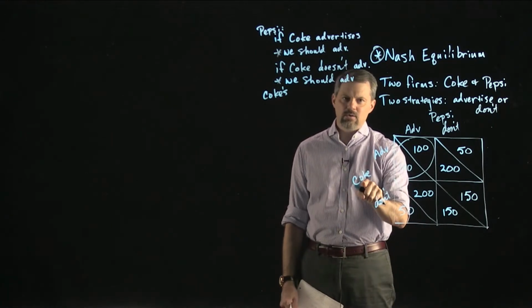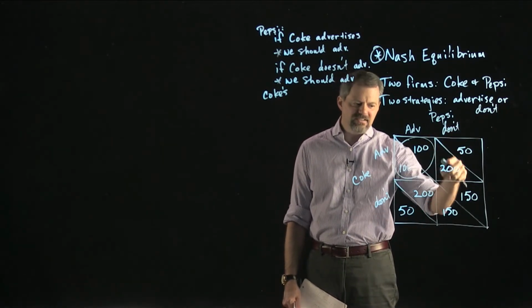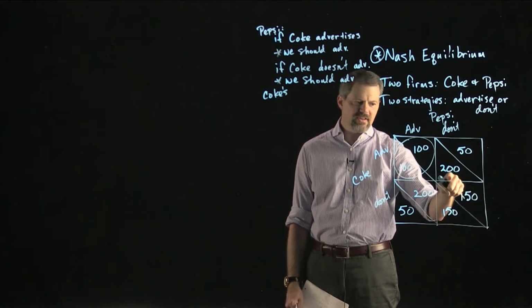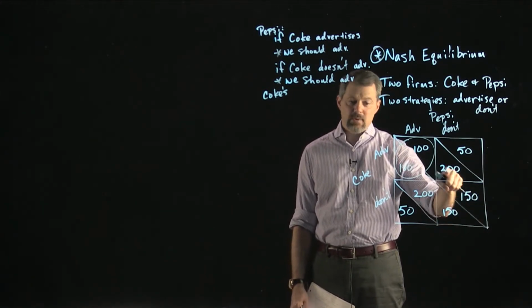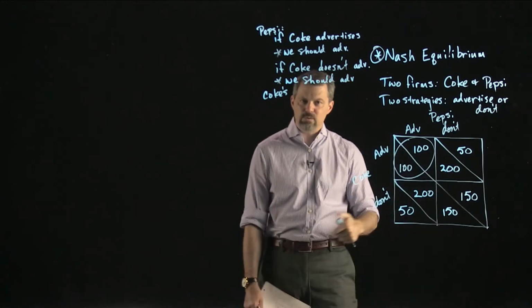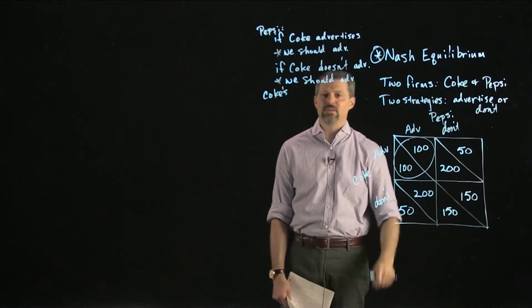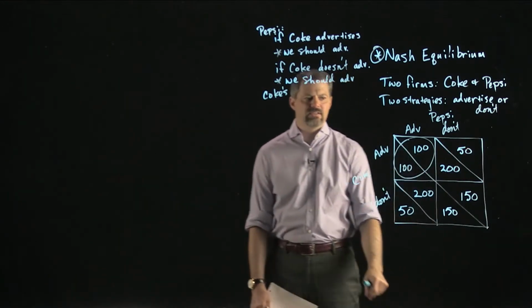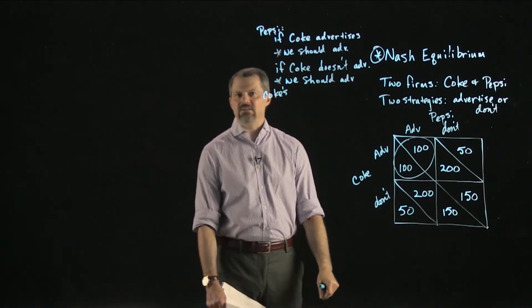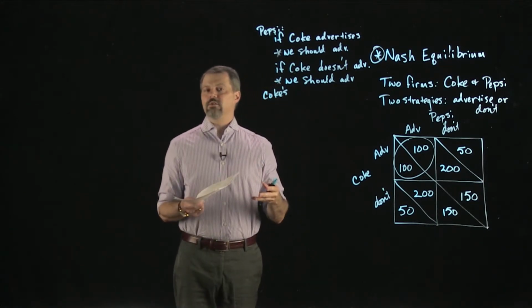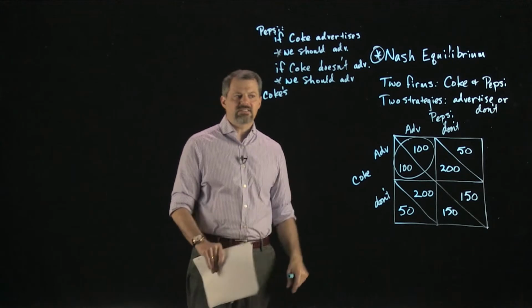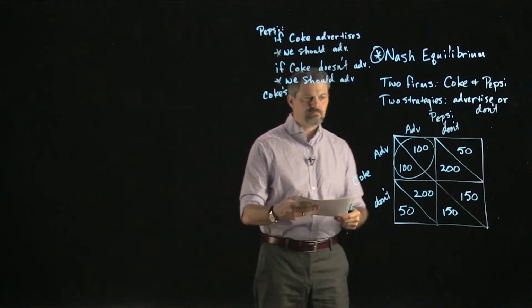If we are Coke and we observed that Pepsi didn't advertise and we got this outcome, we could have done better than that. We could have gotten 200 by advertising when they didn't. We would regret our strategy, and Pepsi would regret their strategy. We would see the same thing in these. So this outcome is a Nash equilibrium, but from the point of view of the firms, if they were acting as a team, that's not a good outcome for them.